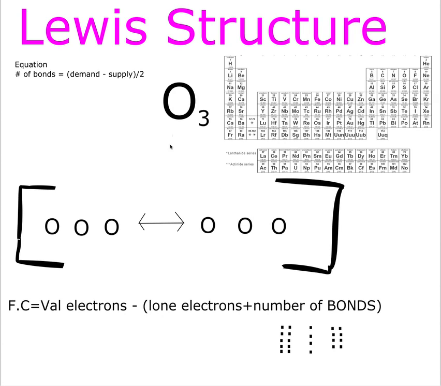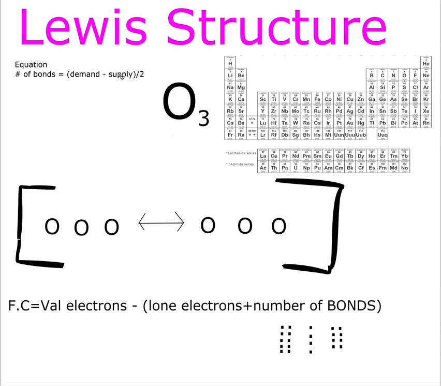Okay, for this video, we'll be constructing the Lewis structure for ozone. Before we start making our Lewis structure, we should figure out how many bonds this molecule actually contains. We do that by using this equation right here. The number of bonds equals the demand minus the supply, all over 2.